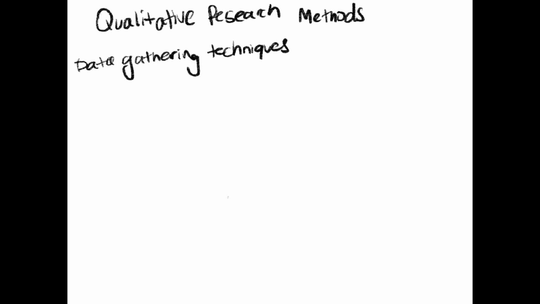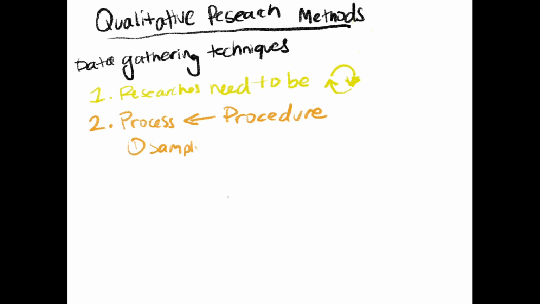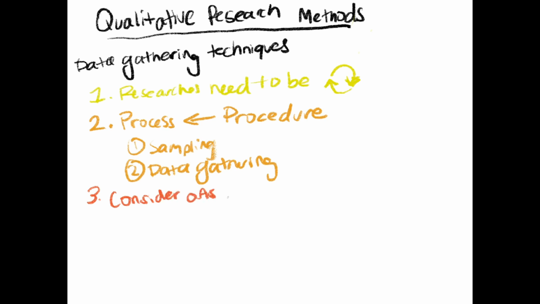I also talked about, for the second chapter, data gathering techniques. So researchers need to have a cyclical approach to data gathering and analysis, and you really have to focus on the process over the procedure too. And 2 parts of the process are sampling and data gathering.